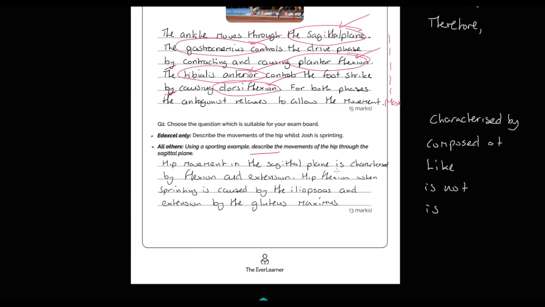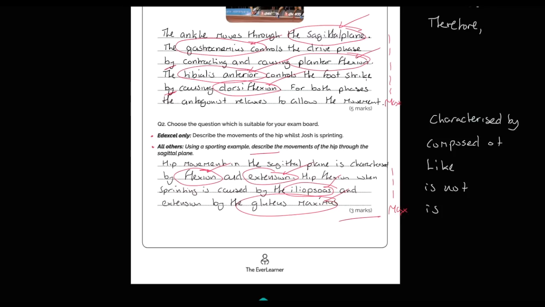So hip movement in the sagittal plane, I almost wasted a bit of space there, is characterized by, look, there's my description, flexion and extension. I'm giving my answers. Hip flexion when sprinting is caused by the iliopsoas, and extension is caused by the gluteus maximus. Okay, so I'm going to get my max there again, and I could have got an extra mark. I think there's only three available to me if I'd needed that fourth one. So what have I done?